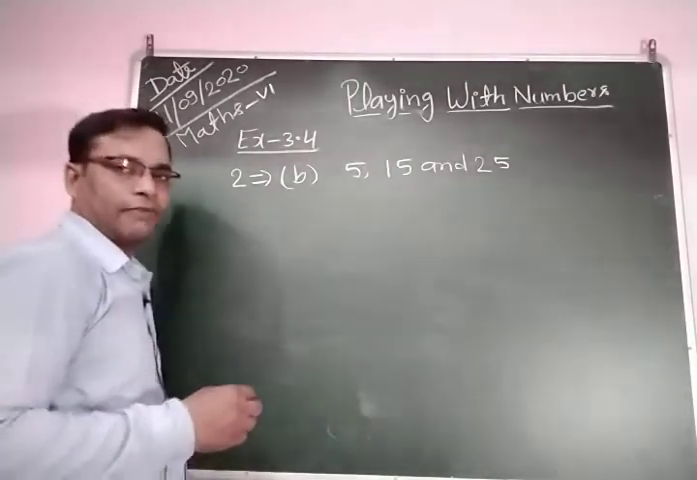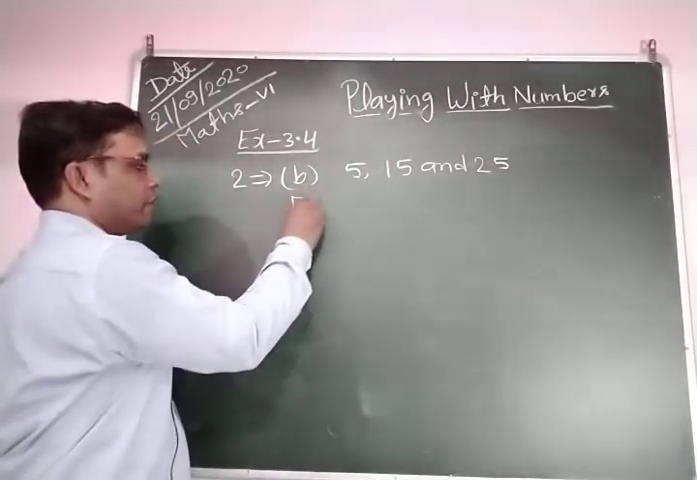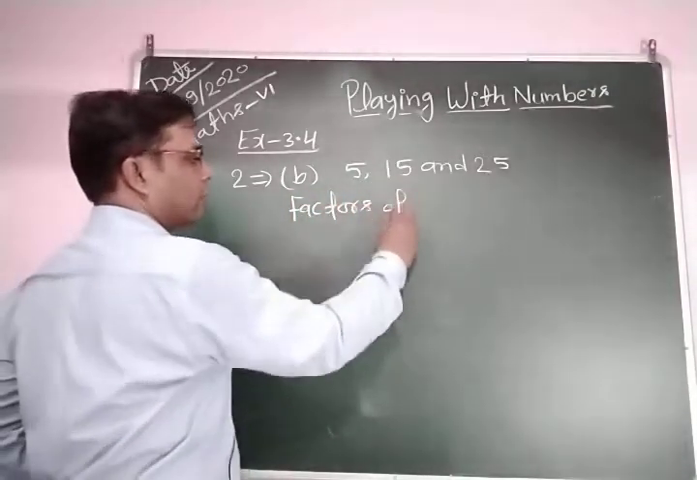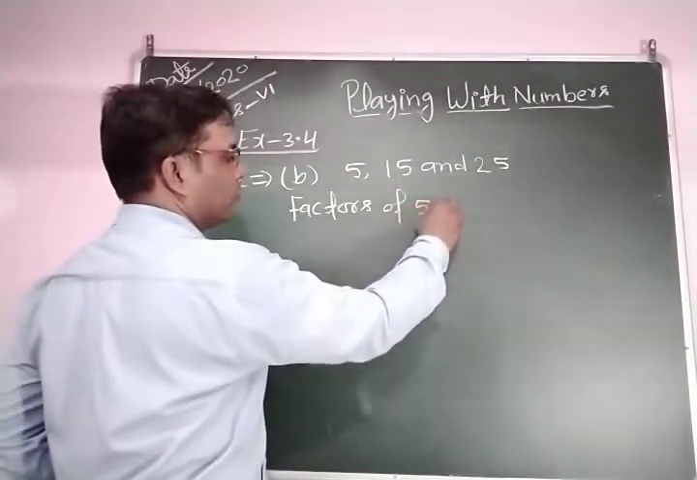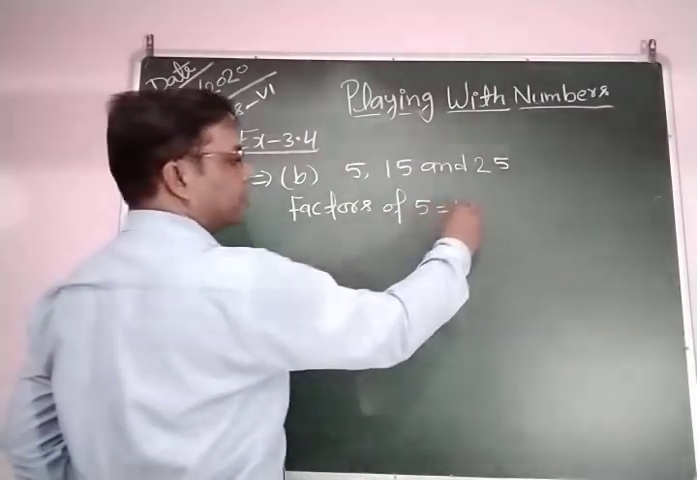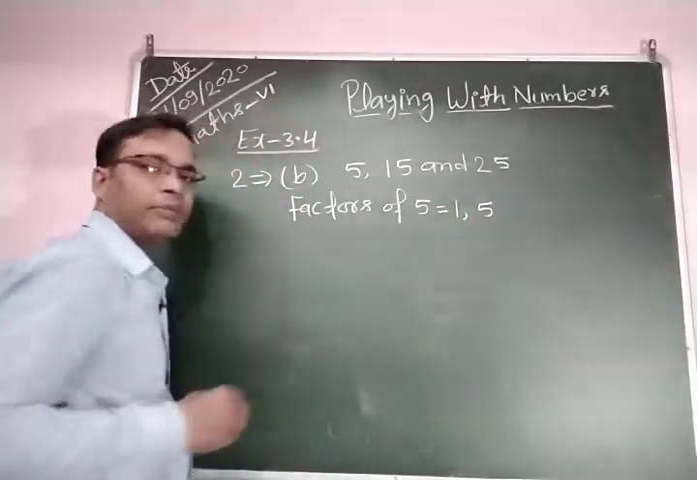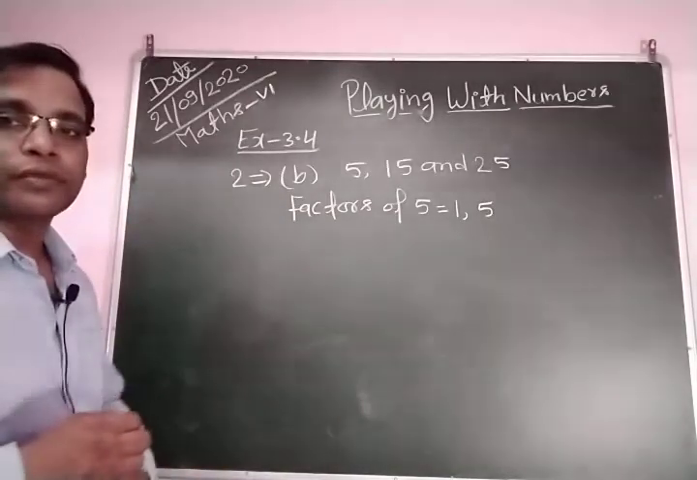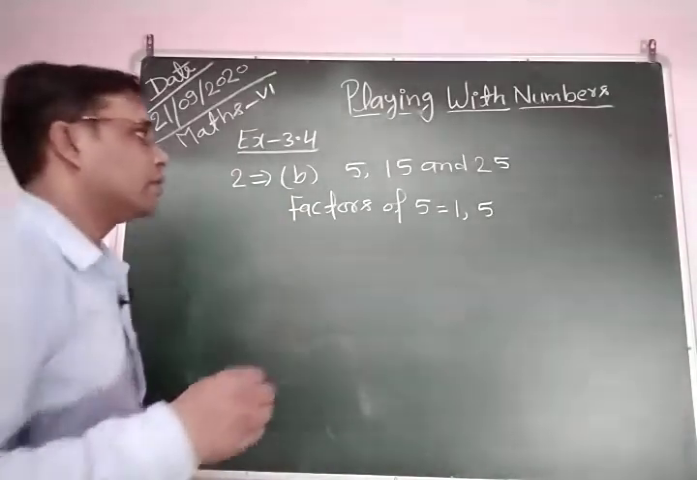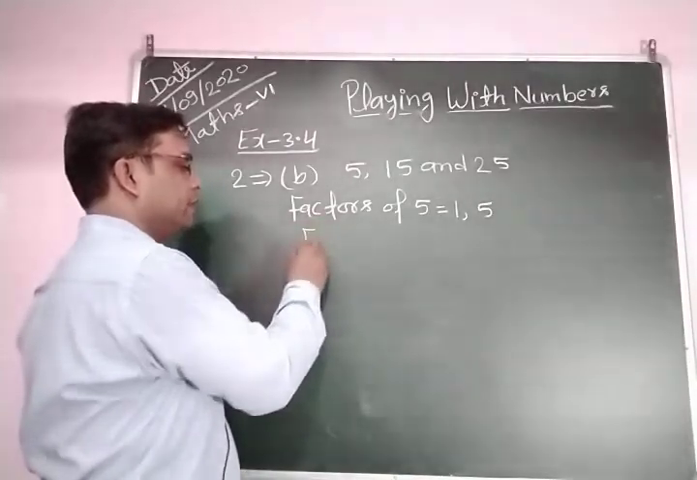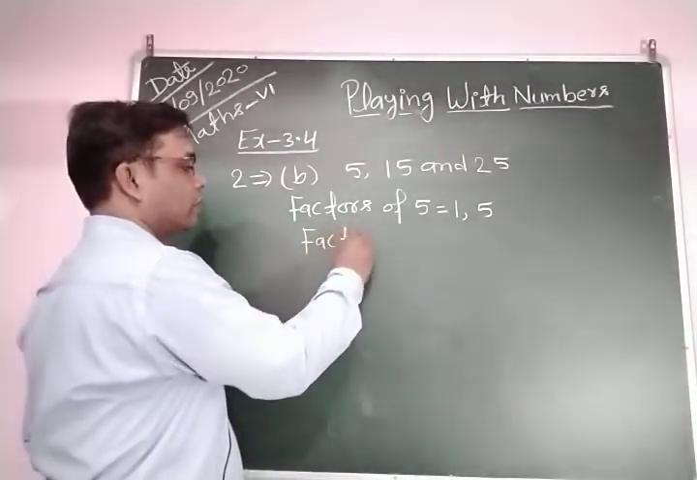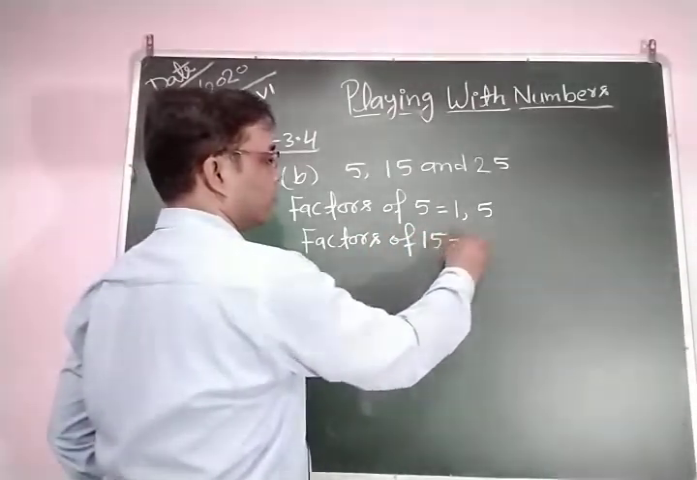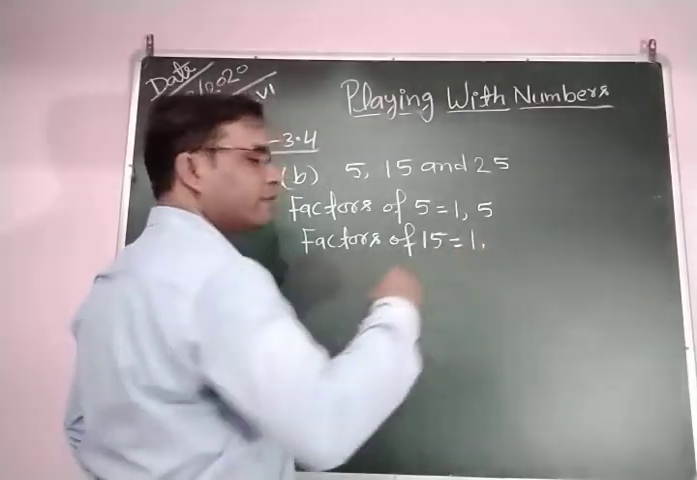So first we find the factors of 5. The factors of 5 are 1, which divides 5, and 5 itself. So the factors of 5 are 1 and 5. Now we find the factors of 15.